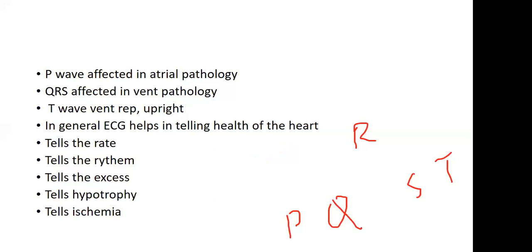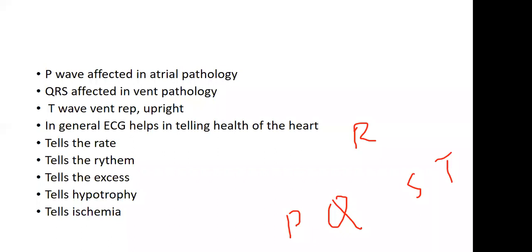Then we come on to the QRS complex, which is because of the conduction of impulse to the ventricles, followed by ventricular contraction. So whenever the pathology in the ventricles occurs, we will get changes in the QRS. That will be, for example, bigger, of high voltage, if there is ventricular hypertrophy. Enlargement of the ventricles is called ventricular hypertrophy.